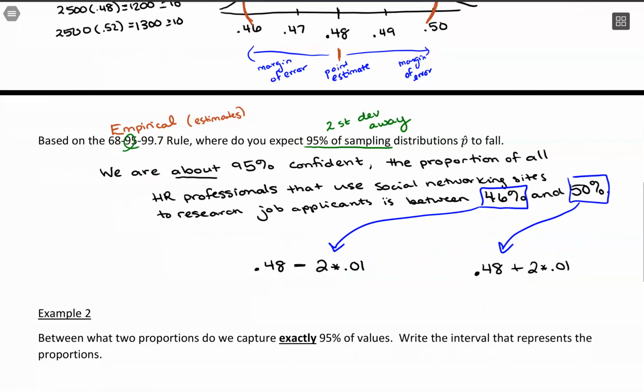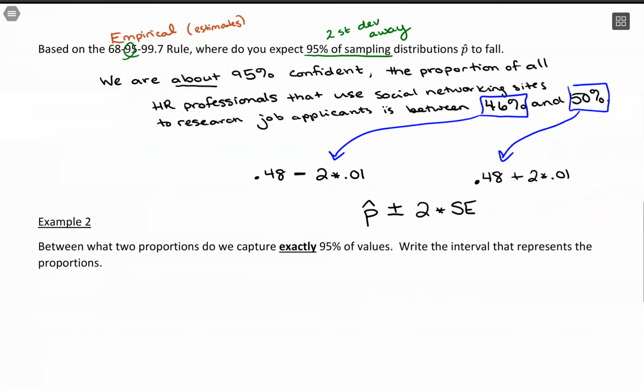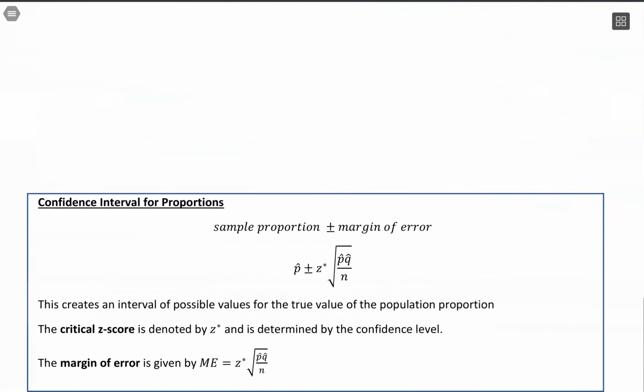So what I'm trying to get at here, in terms of a formula, is we started with our 0.48, which was our sample proportion, and then we added and subtracted the same value that came from 2 times the standard error that we were using. So this is starting to get at our formula. In fact, if you peek down at the bottom of the page, we're getting very close to our formula right here. Just going to fill in some pieces.